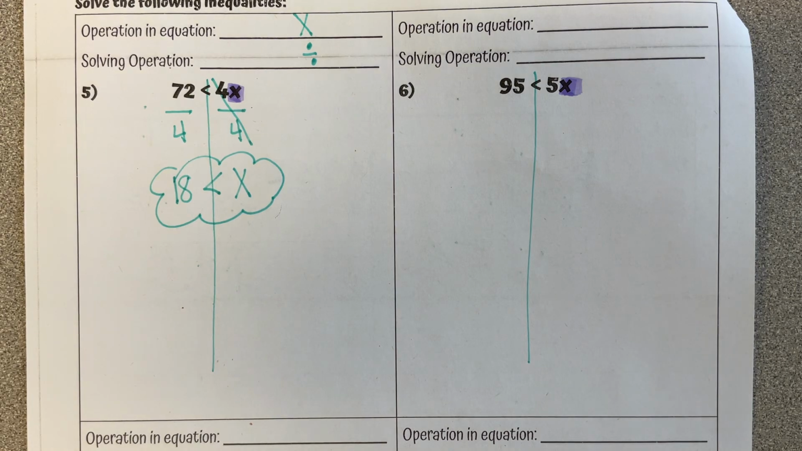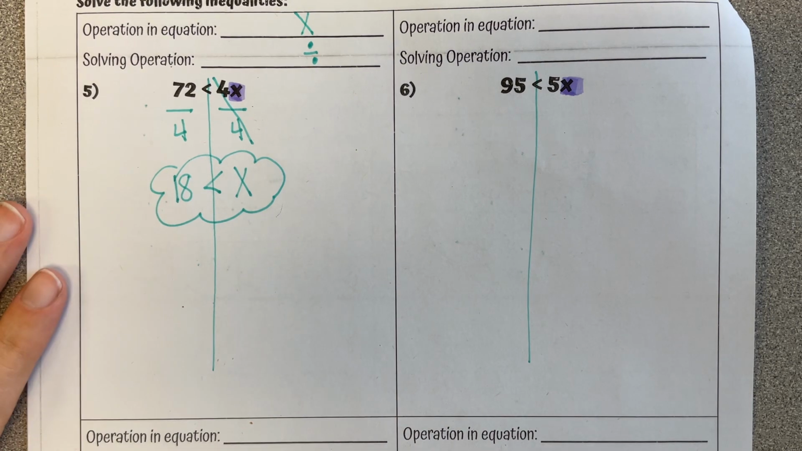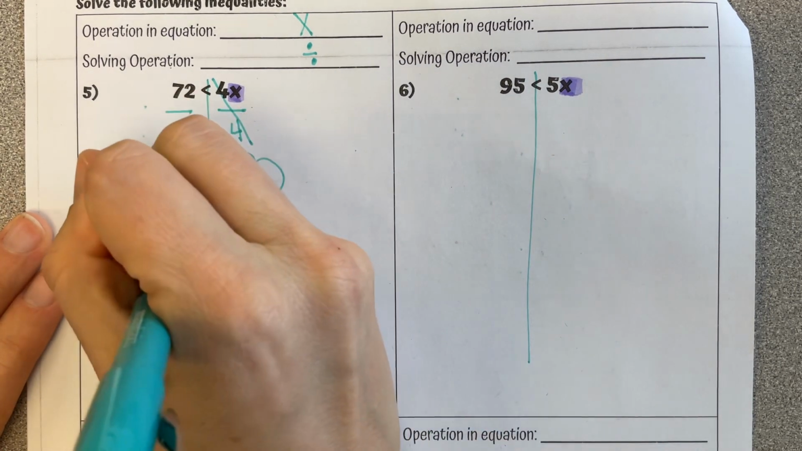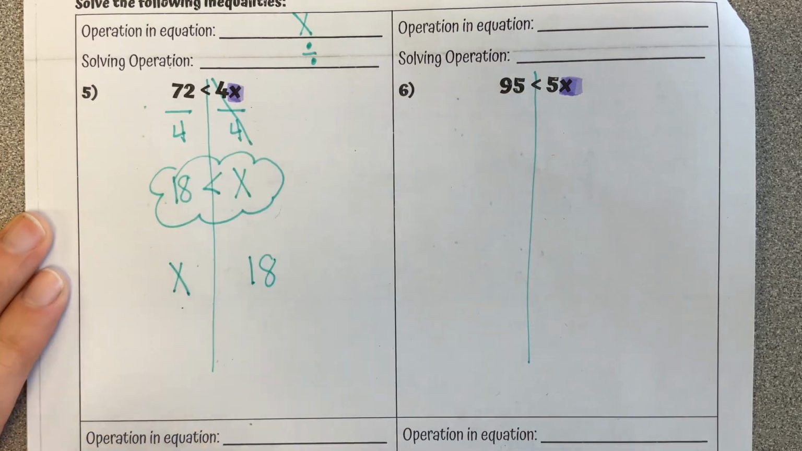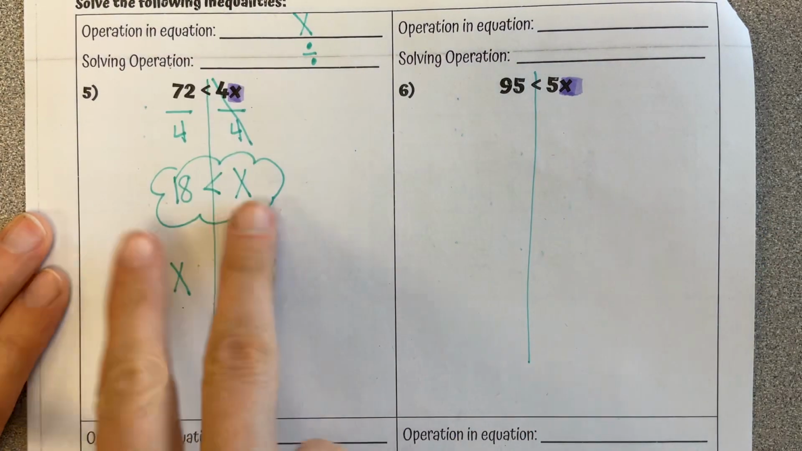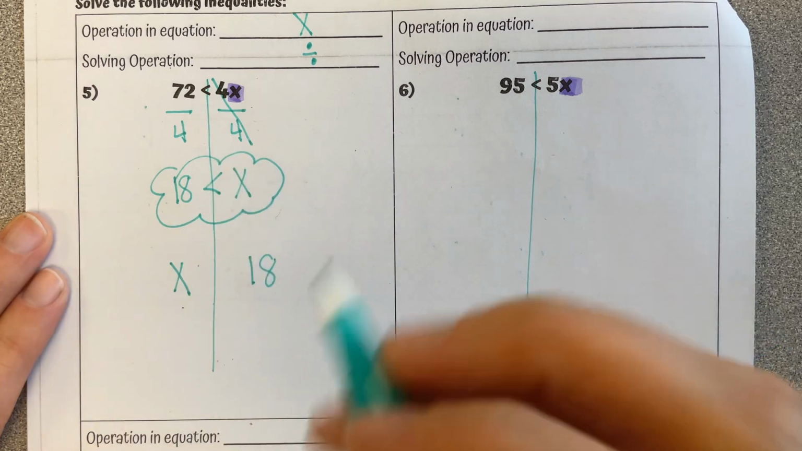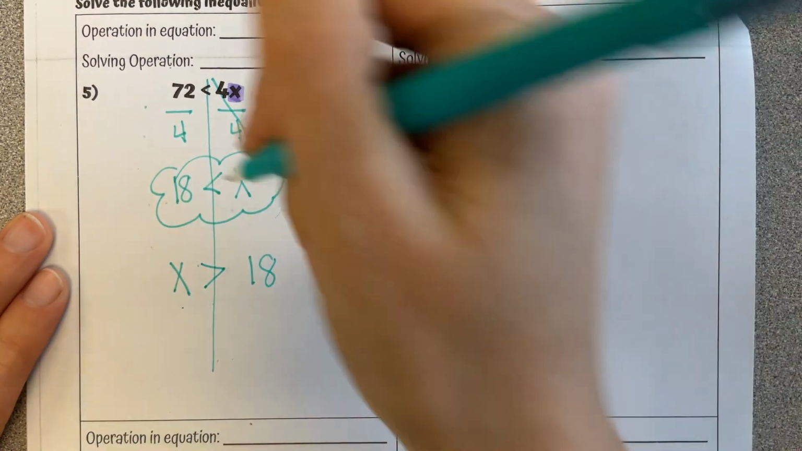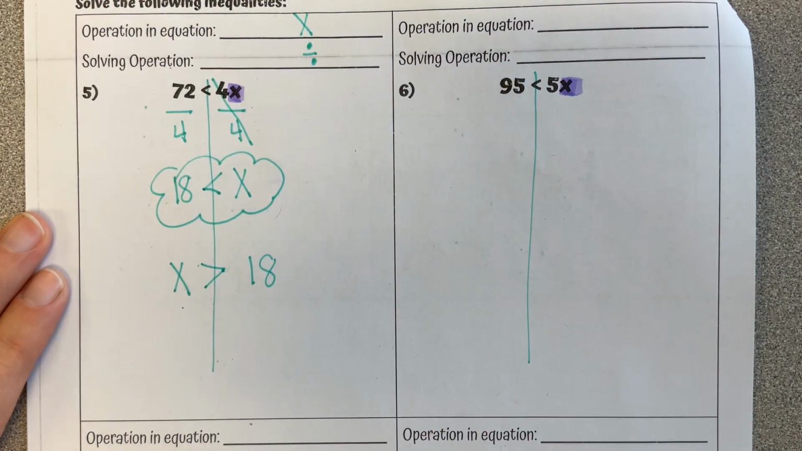Just like the previous 2, I can leave my answer like this. I'm going to flip it around so my x is on the left. So I'm moving x to the left, 18 to the right. When I flipped those, I'm also going to flip the sign. My point is still by the 18, so we're good.